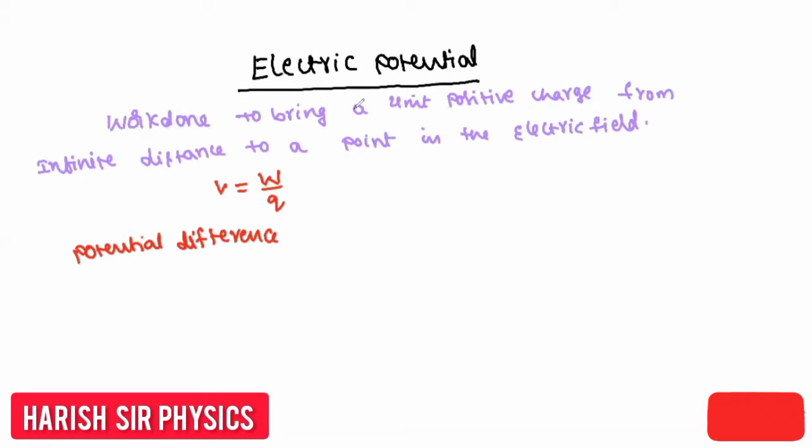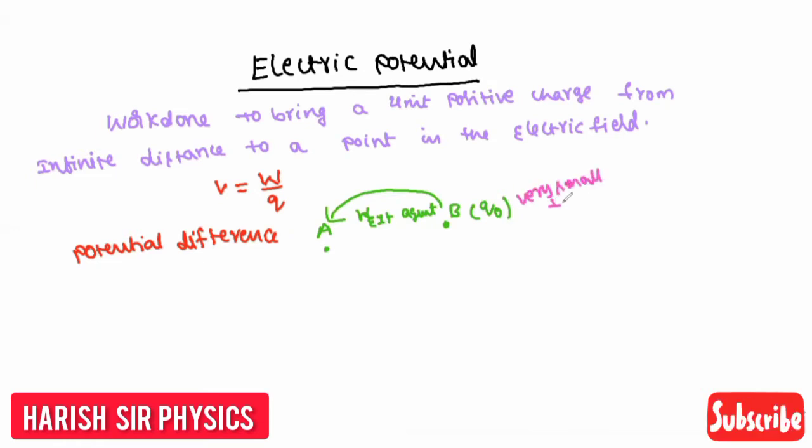Here I'm going to consider one point B. Here, positive charge Q naught. This is the point A. It is going to be brought from B to A by some external agent, so there is work done by the external agent. This is a very small positive test charge.